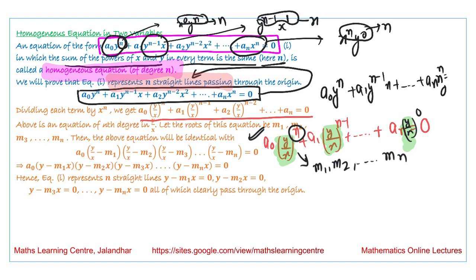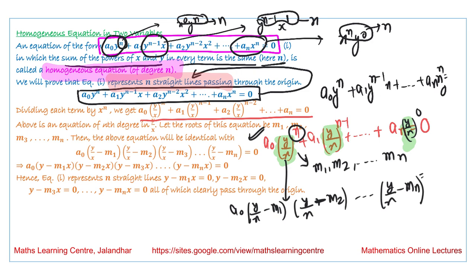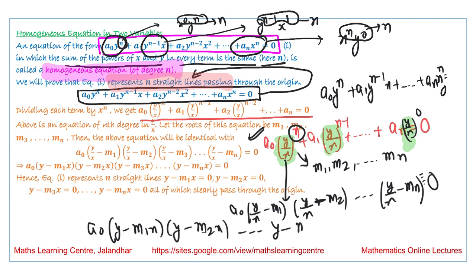So if these are the roots of this equation, it means you can write this equation in the form a naught (y/x minus m1) into (y/x minus m2), and so on up to (y/x minus mn), that is equal to 0. If we take the LCM over here, we obtain a naught into (y minus m1x) into (y minus m2x), and so on up to (y minus mnx), that is equal to 0.